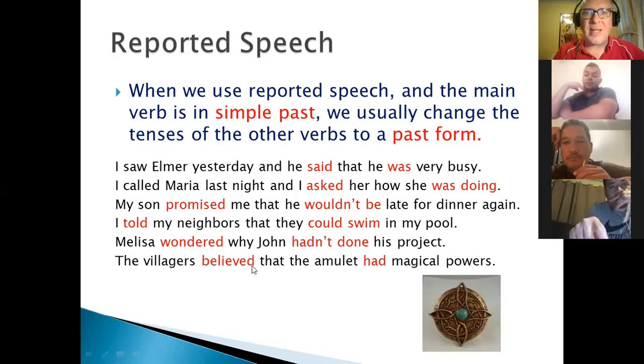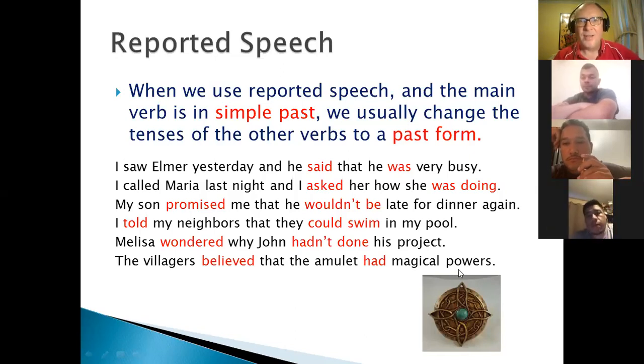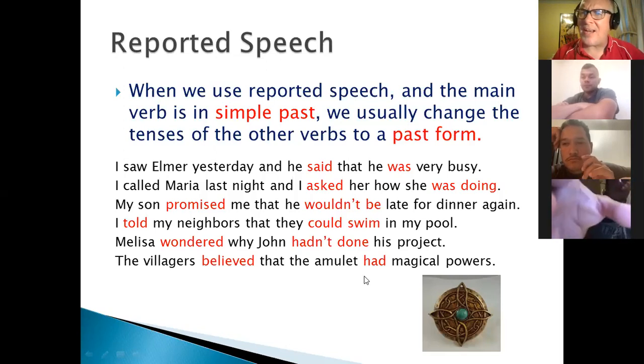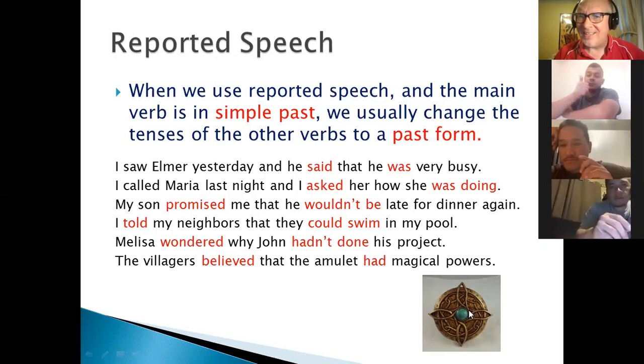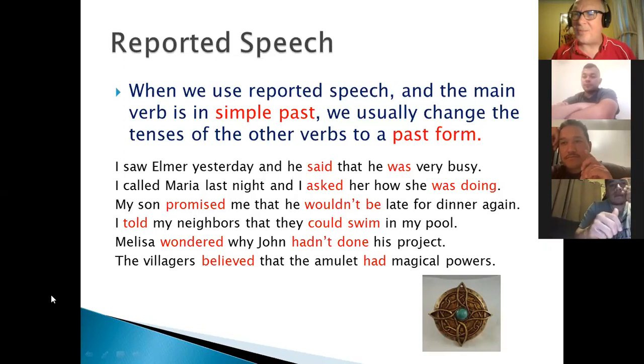The villagers believed that the amulet had magical powers, right? Believed and had, right? Do you have the word amulet in Spanish? Amulet? You have that word? Like a magical thing, like a little necklace or something like that, amulet, right? The villagers believed the amulet had magical powers.